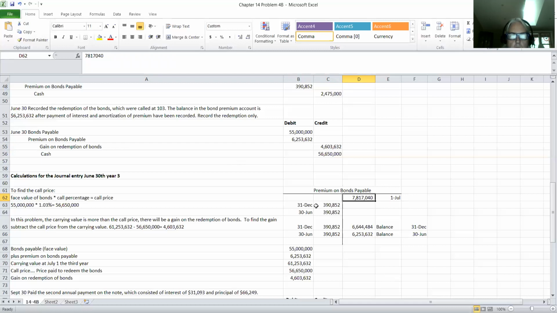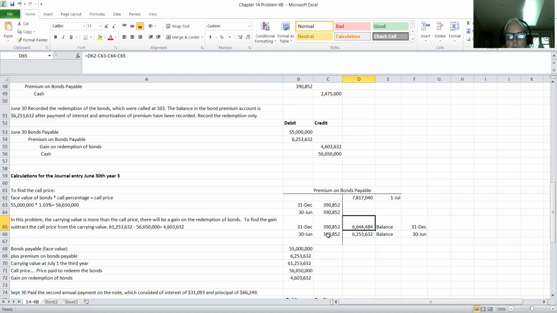Then on December 31st, we debited the premium when we amortized it, and then we debited it again on June 30th. We would have debited it one more time on the next December 31st, and the balance at this point in time would have been $6,644,484. That's the balance at the end of the first year. Well, actually, it's the second year.